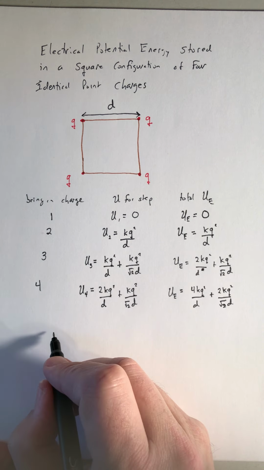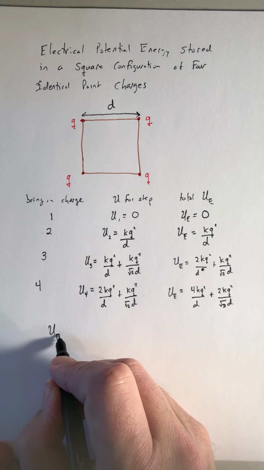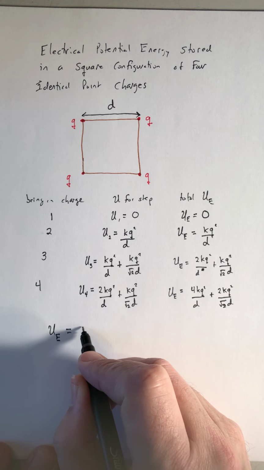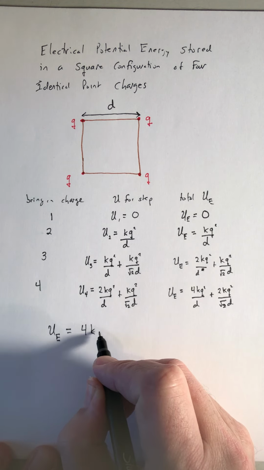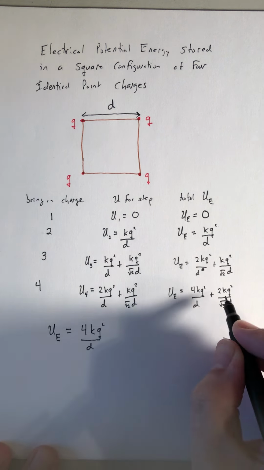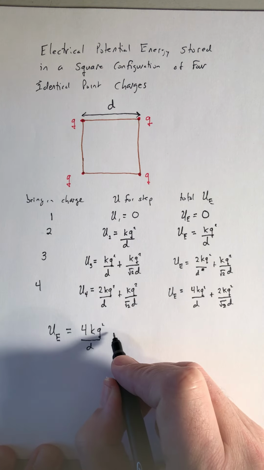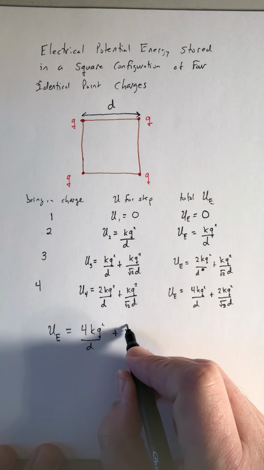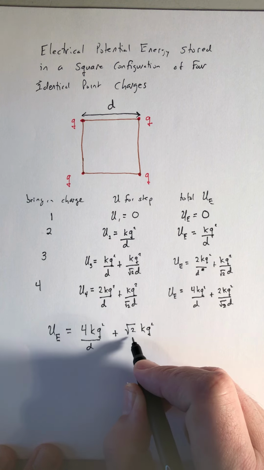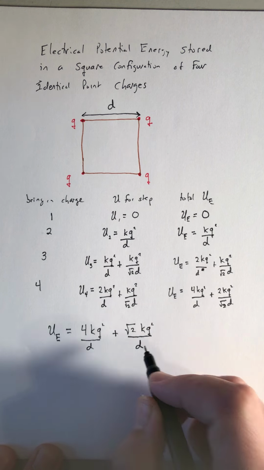We'll just write out our final answer then. Is this total 4kq squared over d, and I'll clean this up a little bit because I have a 2 over a root 2, plus root 2 kq squared over d.